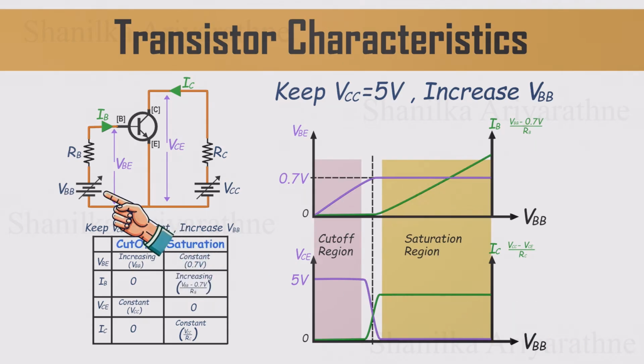Now, if we keep increasing VBB, IB will continue to rise, but only up to a point. If we go too far, the current can exceed what the transistor is rated for, and that can lead to permanent damage. For small transistors, the maximum base current is usually under 20 milliamps. Power transistors can handle more, but either way, it's critical to check the data sheet and stay within safe limits. As long as we're within those limits, VBE will stay around 0.7 volts, and the extra voltage from VBB will drop across the base resistor, causing IB to increase proportionally.